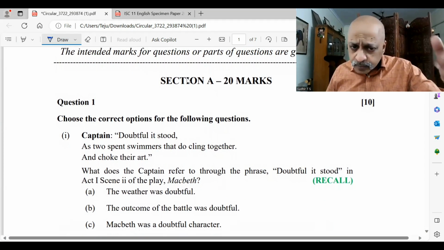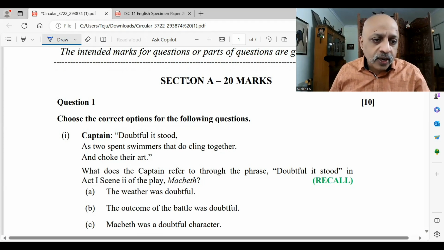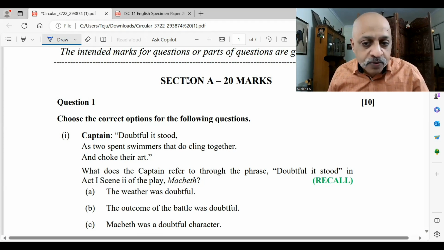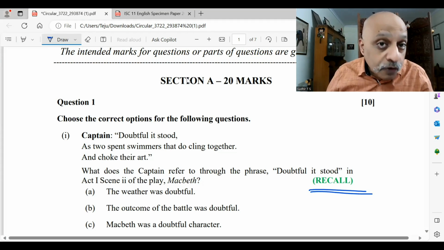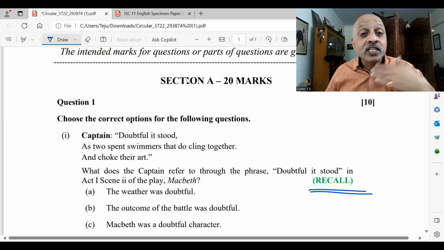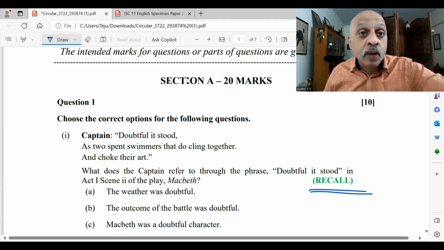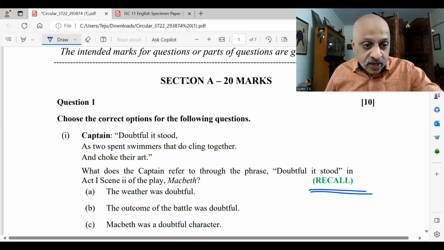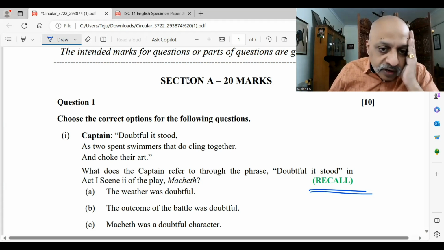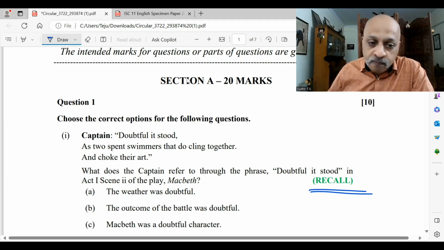MCQs first. Doubtful it stood as two spent swimmers that do cling together and choke their art. What does the captain, if you see in each of the questions, they have put what kind of a question this is. Now, this may not obviously be there in the final question paper, but it is to give your teachers an idea कि किस तरह का question paper उनको set करना चाहिए. Okay, what does the captain refer to through the face doubtful it stood in Act 1, Scene 2 of Macbeth?